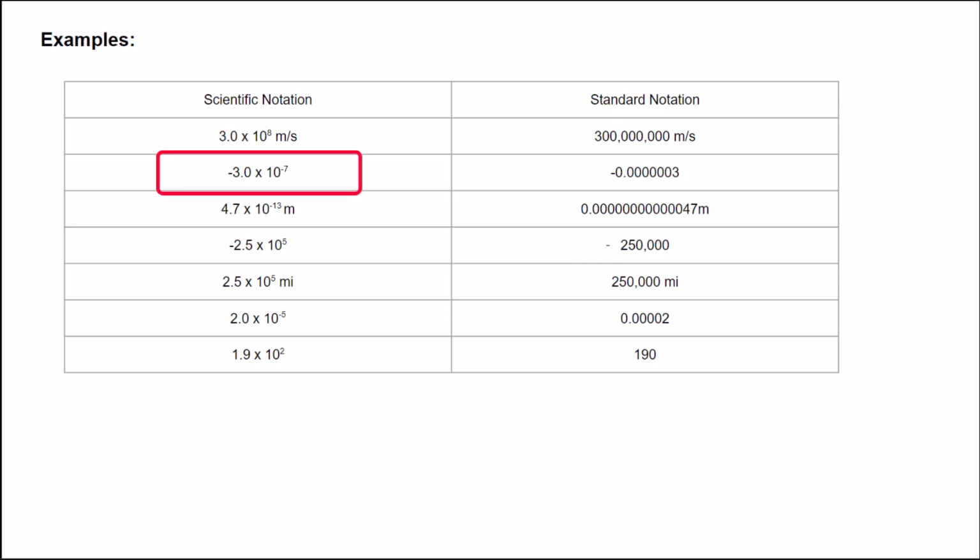Below that, we have a very small number. In addition to it being small, it's also a negative number.